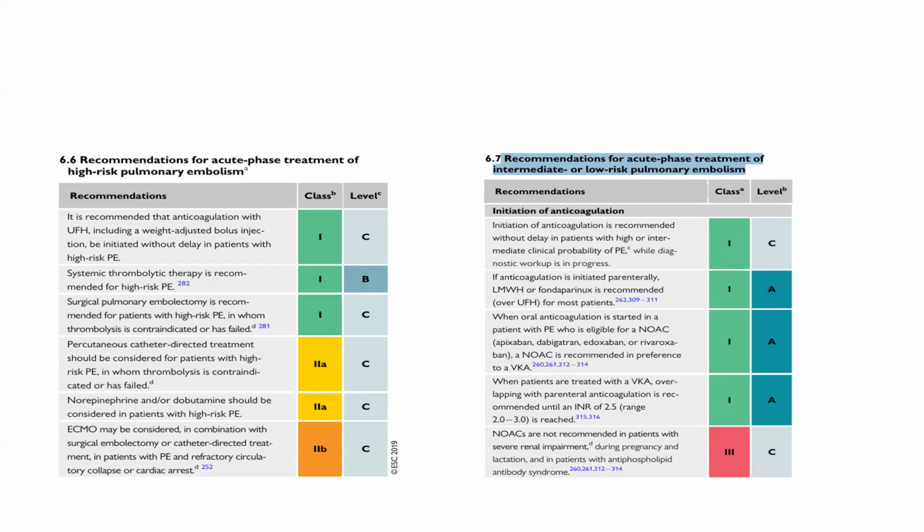If anticoagulation is initiated parenterally, low molecular weight heparin or fondaparinux is recommended over unfractionated heparin. When oral anticoagulation is started in a patient with PE who is eligible for NOAC, NOAC is recommended in preference to vitamin K antagonist. NOACs are given in the form of apixaban, dabigatran, edoxaban, and rivaroxaban. When patients are treated with vitamin K antagonist, overlapping with parenteral anticoagulation is recommended until INR is 2.5. NOACs are not recommended in patients with severe renal impairment, during pregnancy, lactation, and in patients with antiphospholipid syndrome.